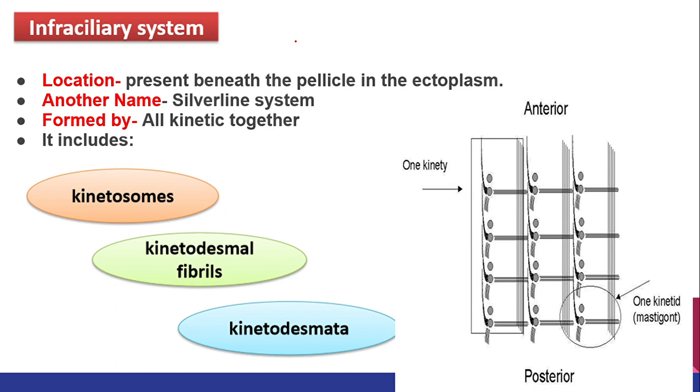Now, let's jump into another concept, that is the infraciliary system. We understood what cilia are, but what cilia consist of and how they work, we are supposed to learn. This system is present below the pellicle and in the ectoplasm. Suppose this is your basal body, cilia will form over here. So this is below the pellicle.